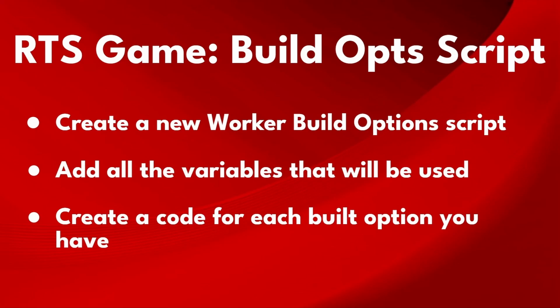All right, in this section, we will create our build options script. We will start off creating a new script called worker build options and attach it to our worker build options in the UI node. Then we're going to go ahead and add all the variables that we will be using. Then we're going to create some code for each build option you have. Now let's jump right in.